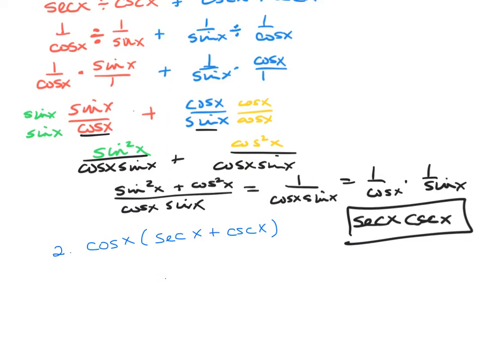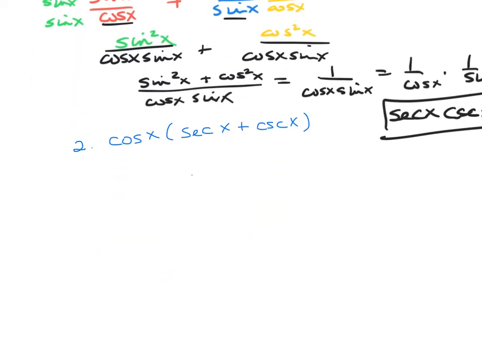So again, it's going to get a little simpler when we know what we need to work towards. If we were working towards tangent x plus cotangent x, then that's what we would have done. However, you're going to show that it equals something and what it needs to get to.